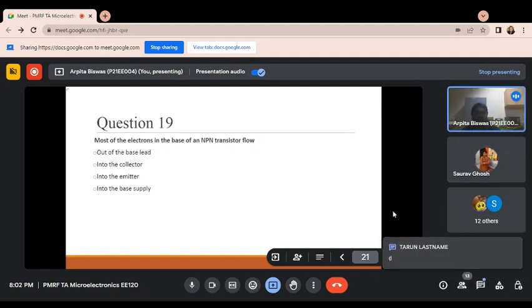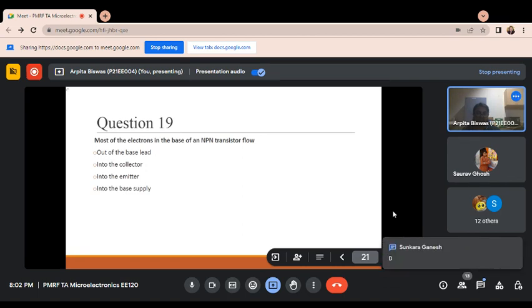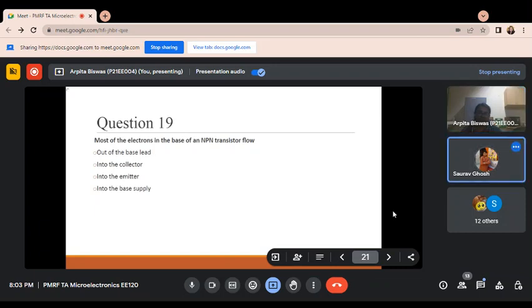And why not option B? Why not option B? Most of the electrons in the base of an NPN transistor flow. Carefully read the question: most of the electrons in the base. So whatever electrons are coming from the emitter to the base, where do they go? If it is an NPN transistor, then in which direction will the electrons flow? It goes into the collector, no? Yes, it goes into the collector region.